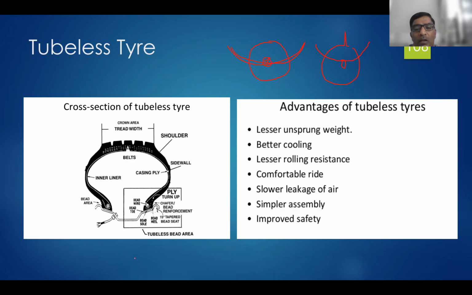Or we can travel maybe 20 to 30 kilometers with a puncture in the tire. So those are some of the advantages of the tubeless tire.